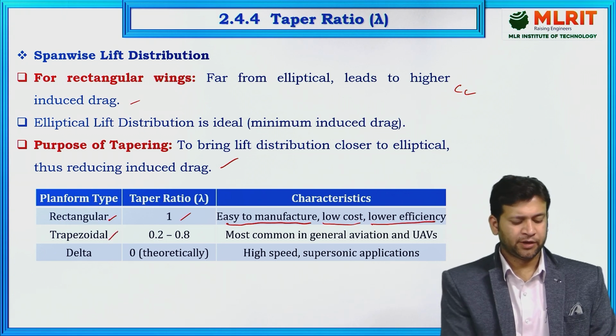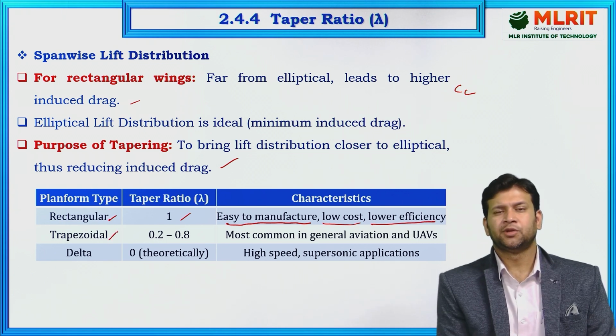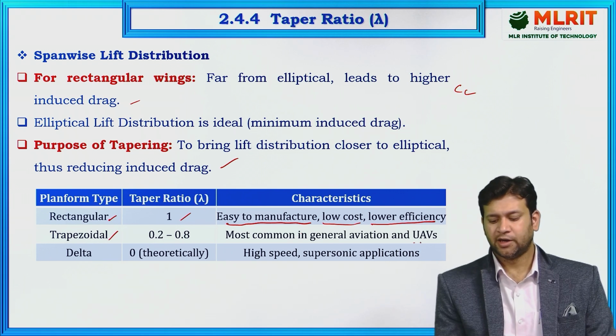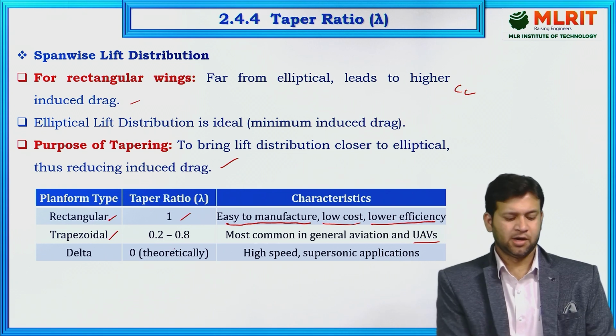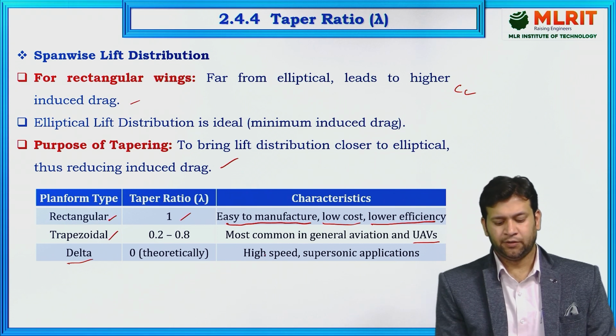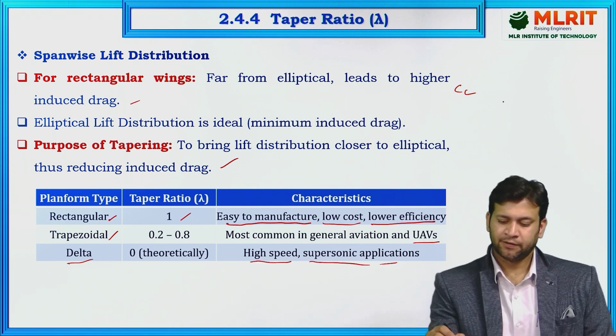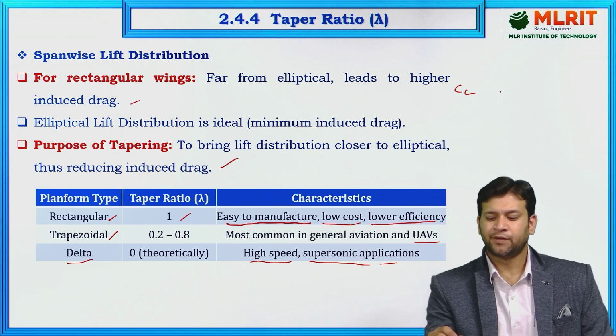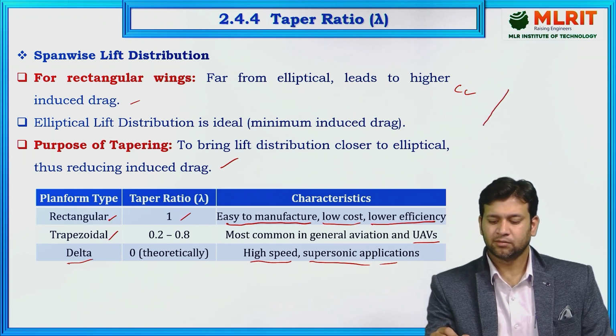Trapezoidal planform wing will have a taper ratio between 0.2 to 0.8, and which is most common in general aviation and unmanned air vehicles. Delta wing, theoretically, is having 0 taper ratio. It will have high speed and supersonic applications. Delta wings mostly we will be using for fighter jets, and this looks like this.